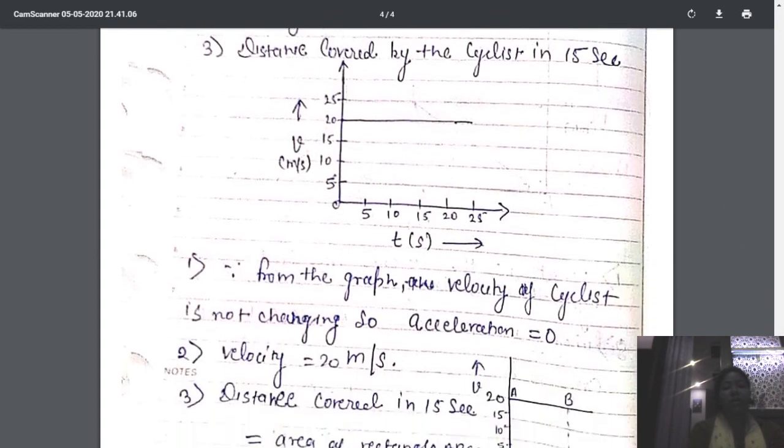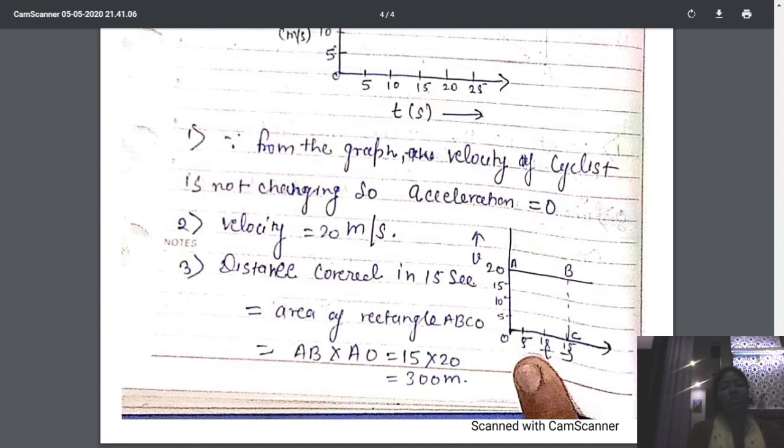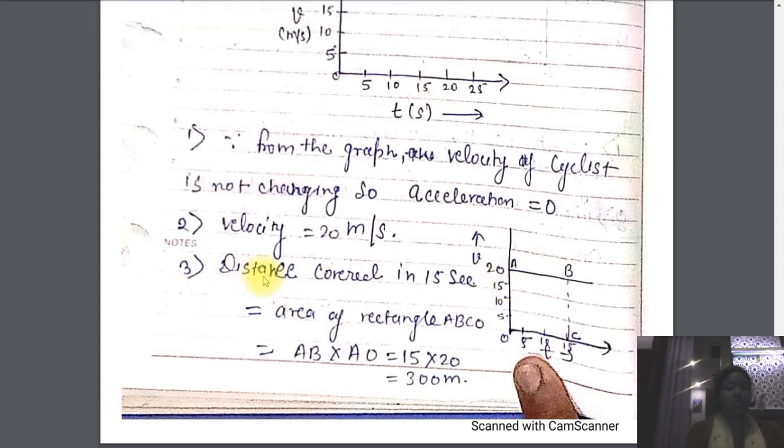That will be a rectangle. If the shape is a rectangle, that means the area of the rectangle will give us the value of the distance travelled by the cyclist. So distance covered in 15 seconds will be equal to the area of the rectangle ABCO. We already covered and enclosed this much of the area up to 15 seconds. So this shape is a rectangle, and we will calculate its area, which gives us the value of the distance travelled.